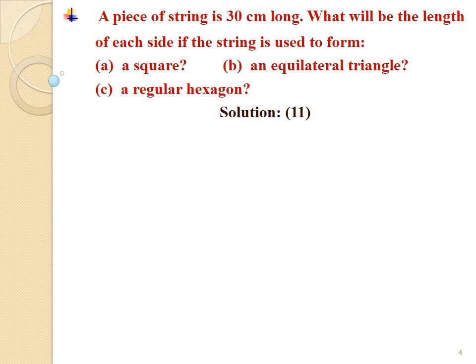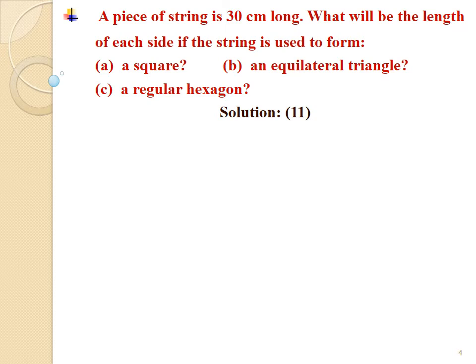Students, in this question, we have to find out each side of a square, an equilateral triangle, and a regular hexagon. And we have been given the length of a piece of string which is 30 centimeters. Note that a piece of string which is 30 centimeters long is used to form three different shapes, namely a square, an equilateral triangle, and a regular hexagon.